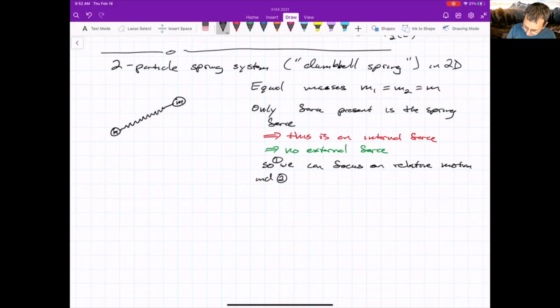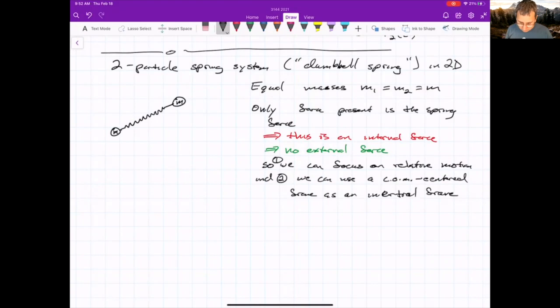And two, we can use a center of mass centered frame as an inertial frame. Now, since these are equal masses, the center of mass will be right in the middle. And I will label, I guess, this N2 and this N1. That seems like a nice choice. It's kind of arbitrary.